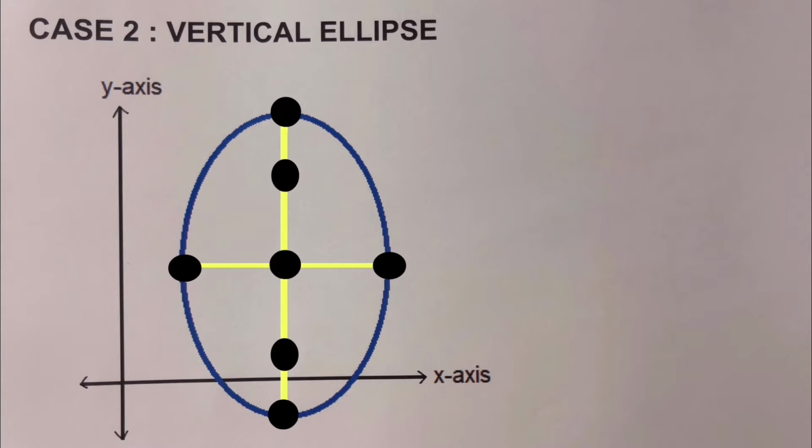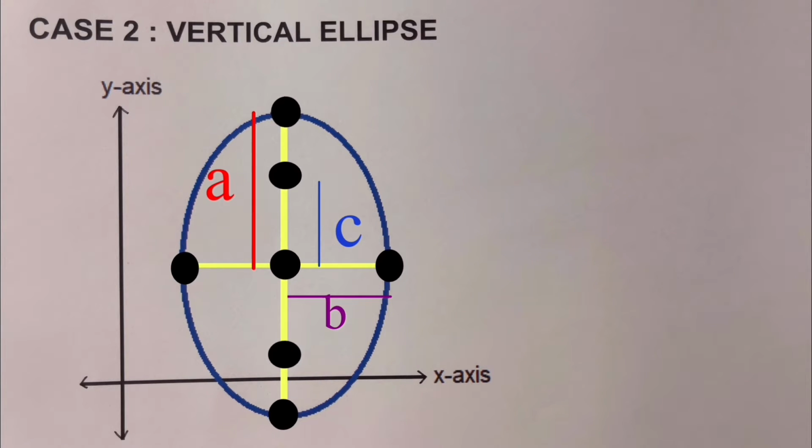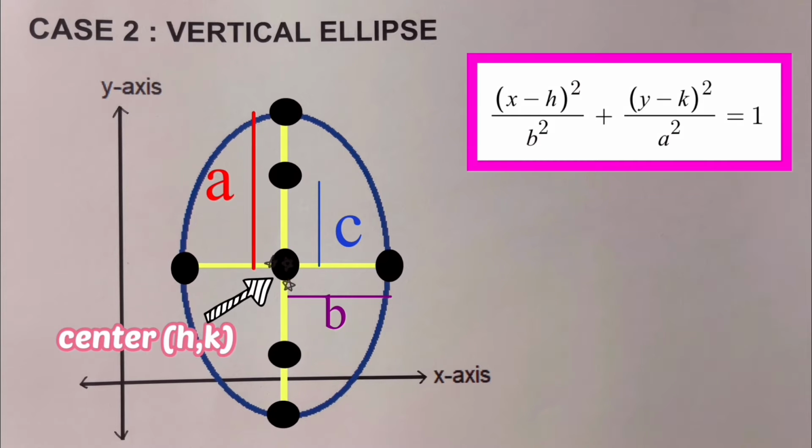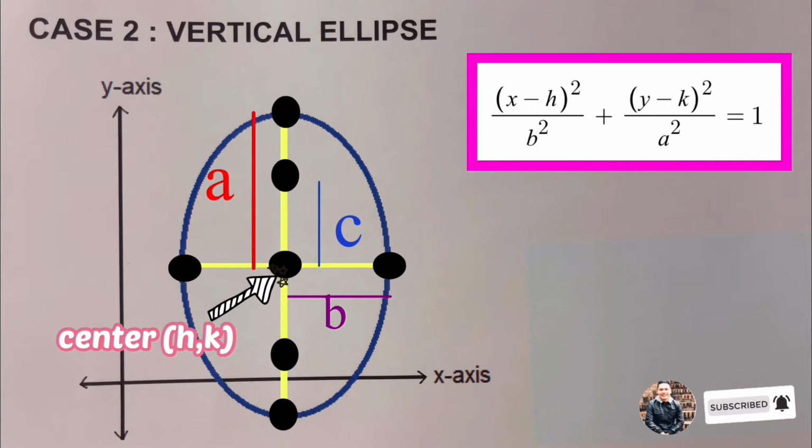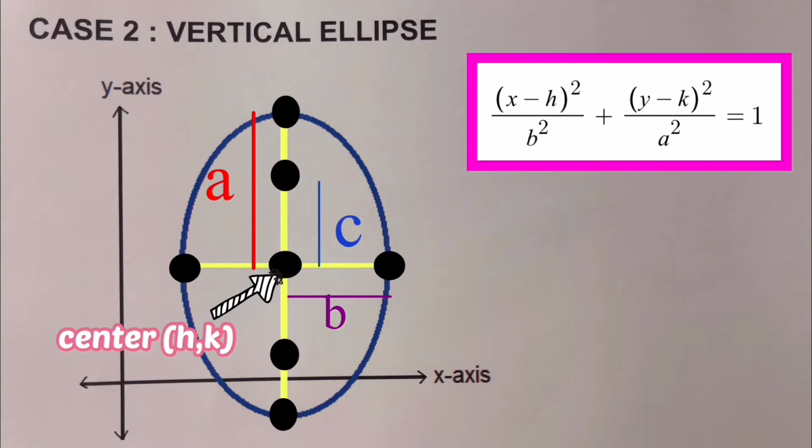Now we also remember that the distance from the center to the vertex is represented as letter a. The distance from the center to the co-vertex is letter b. And the distance from the center to the focus is represented as letter c. Using all these values, we remember that the formula for a vertical ellipse is (x − h)² over b² plus (y − k)² over a² equals 1.